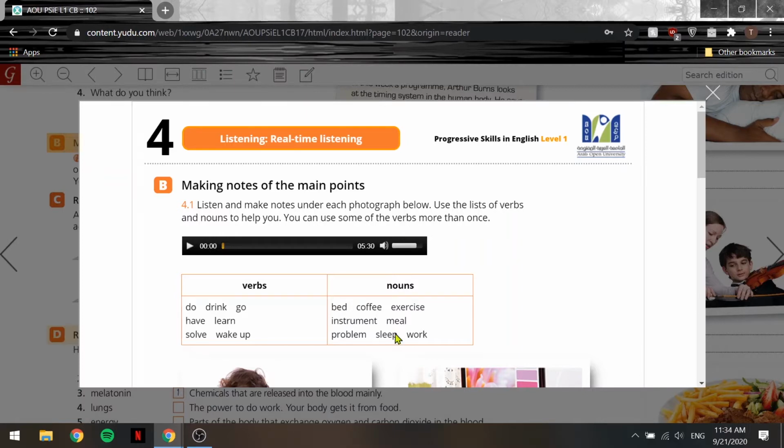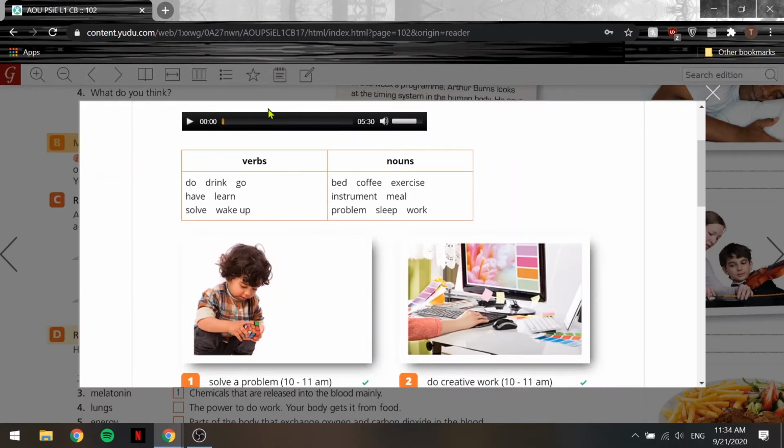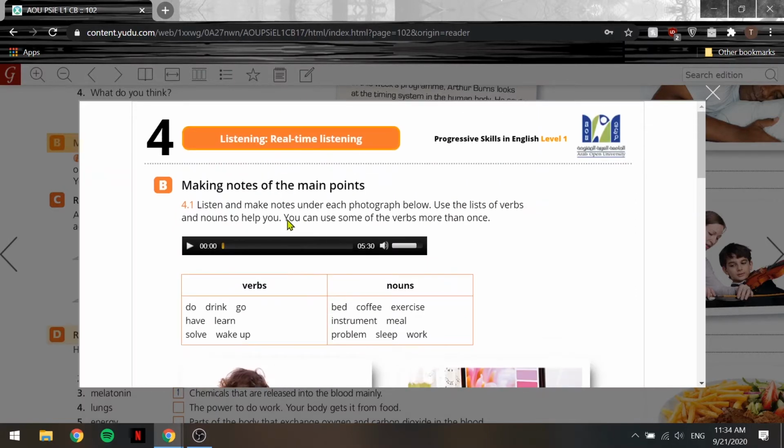So here we have some verbs and nouns. Verbs: do, drink, go, have, learn, solve, and wake up. And for nouns, we have bed, coffee, exercise, instrument, meal, problem, sleep, and work. I'm going to let this play for the next 5 minutes. Pay close attention, and I'll write notes after we're done because I can't write as we're listening. Okay, so here we go. Track 4.1.